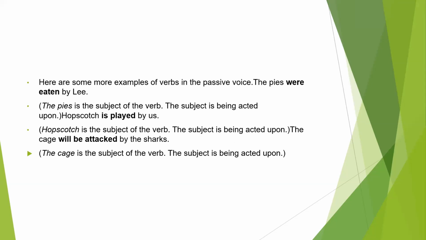So here are some more examples of verbs in the passive voice, like the pies were eaten by Lee. The pies is the subject of the verb. Hopscotch is played by us. The cage will be attacked by the sharks. These are passive voice. Here, the object has come in the place of the subject, and according to the tense and person, we have to add was or were, and the past participle form of the verb, and then you have to add by, and then put the object.